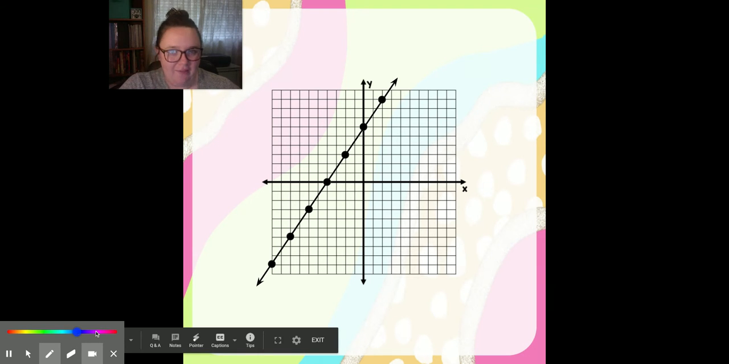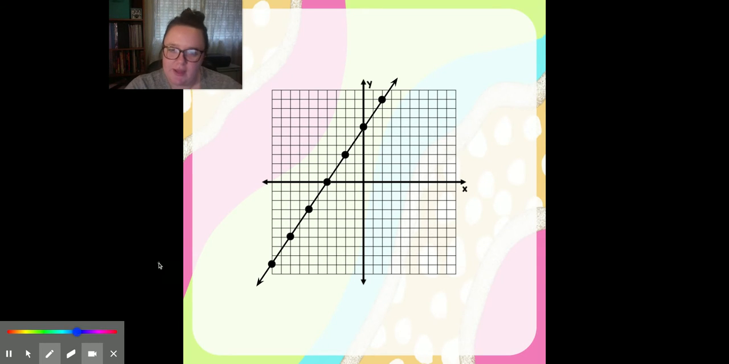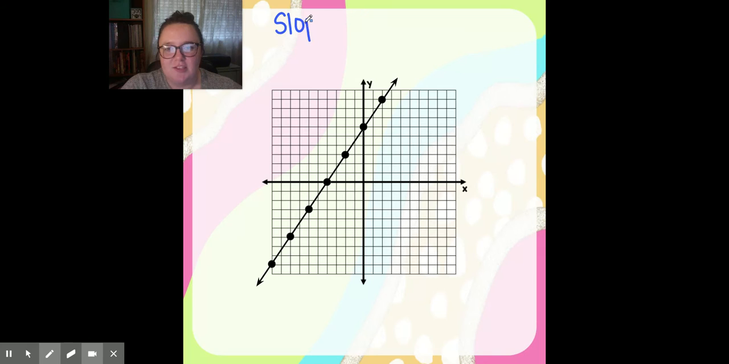So this is a graph, right? Exactly like I said, you have a coordinate grid here. We have those 3 key features we're going to look at. The first one, I'm going to write it up here at the top. We're going to determine the slope. Okay, we've been talking about slope. There's a couple ways to do that.